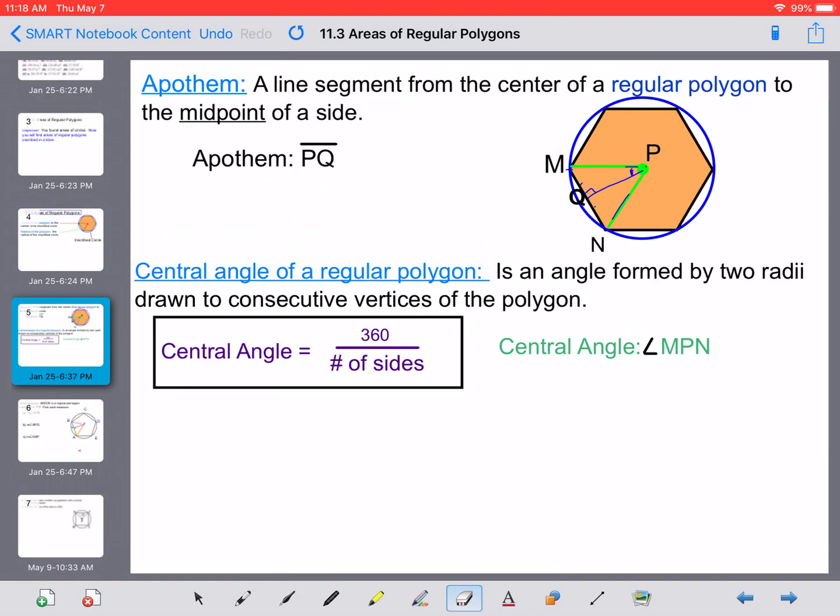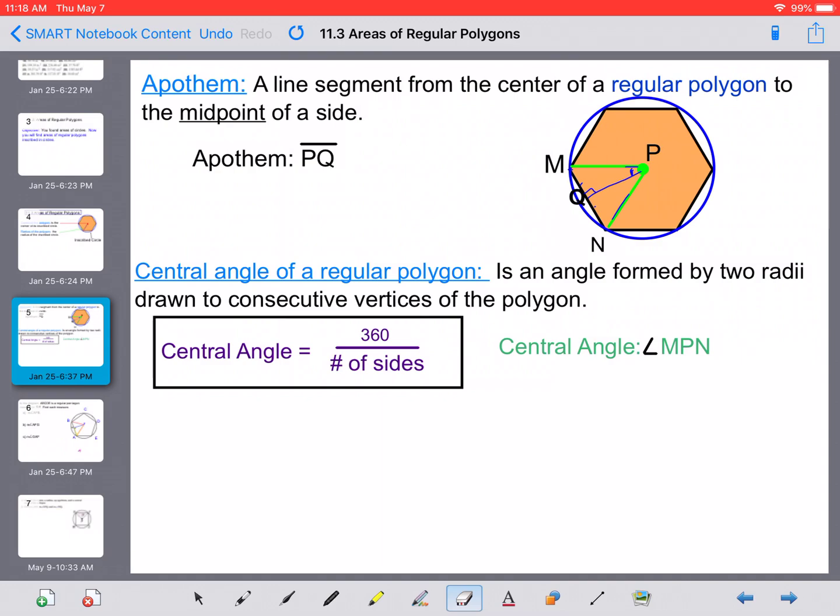Now, there's a new word you're going to need to know. It's called the apothem. The apothem is a line segment from the center of a regular polygon, or the center point, to the midpoint of a side. So I've kind of drew one in here. So this blue line is the apothem. Now, if we were just to look at the triangle made by the two radii, we could even call that an altitude. It splits that angle right in half and forms a 90-degree angle. But this is an apothem, and it's very important for finding the area of regular polygons.